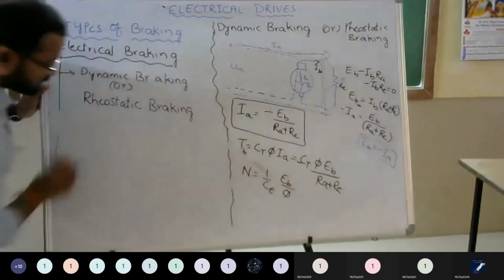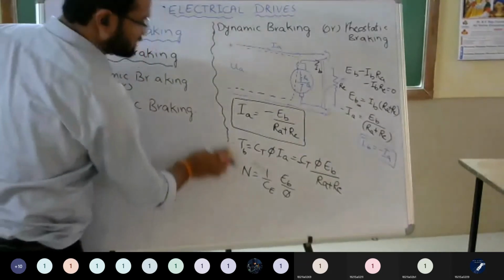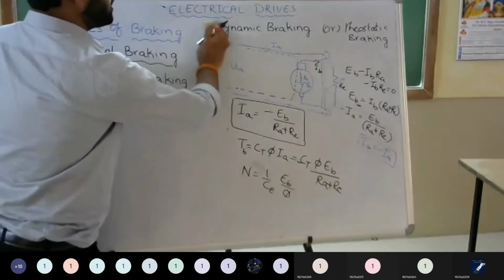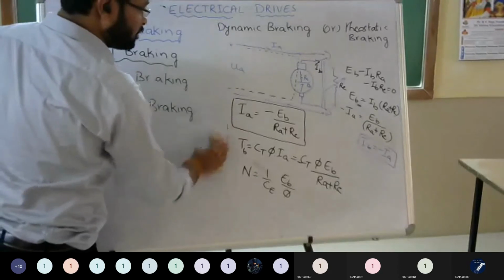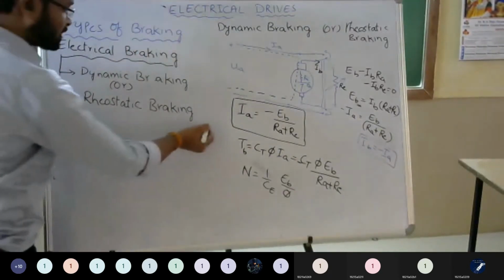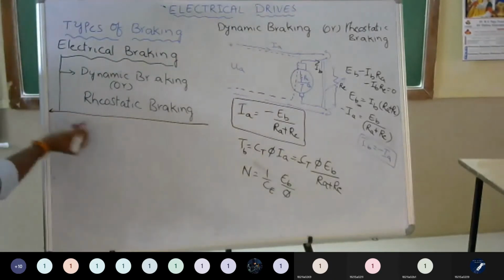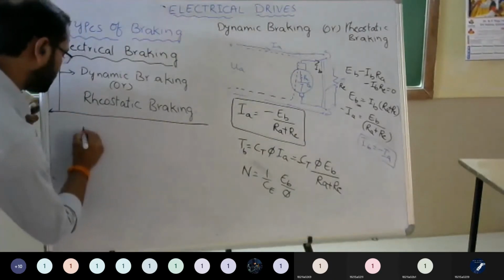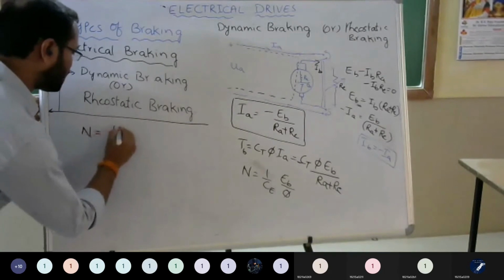If people are not following the previous classes, this class they will not understand at all. So if people are getting a doubt anywhere, please stop there itself and ask me, sir, how did this come? Okay. So what is the speed-torque equation we got?